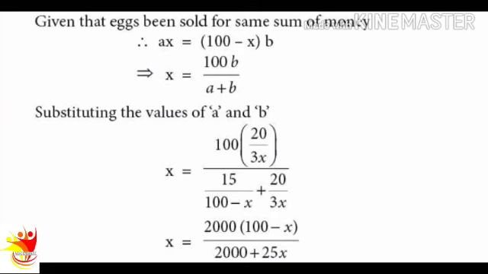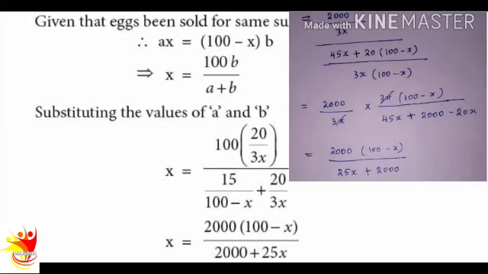divided by 3x. x equal to 100 into 20, 2000 divided by 3x. That is the numerator. Now the denominator: take LCM, 3x into 100 minus x, 3x into 15 is 45x, plus 20 into 100 minus x, that equals 20 into 100, 2000 minus 20x. Now change the reciprocals.